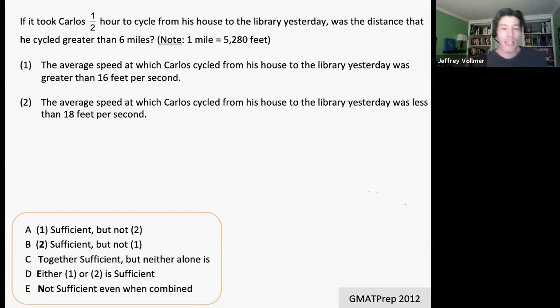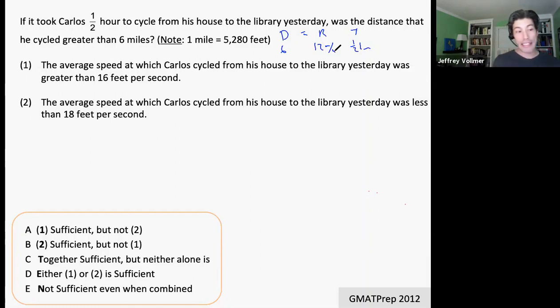Let's think about this. Suppose the distance he traveled was exactly 6 miles, okay? If he travels exactly 6 miles in half an hour, then what's his rate in miles per hour? 6 miles in half an hour. So if we put that into the equation, well, I suppose the rate would have to be 12 miles per hour, and it does, okay? So if he cycled exactly 6 miles, his rate would be exactly 12 miles an hour.